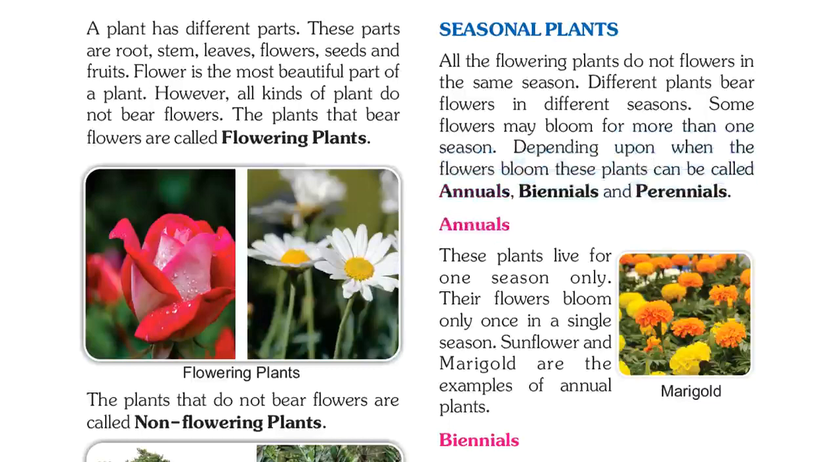Annuals. These plants live for one season only. Their flowers bloom only once in a single season. Sunflower and marigold are the examples of annual plants.